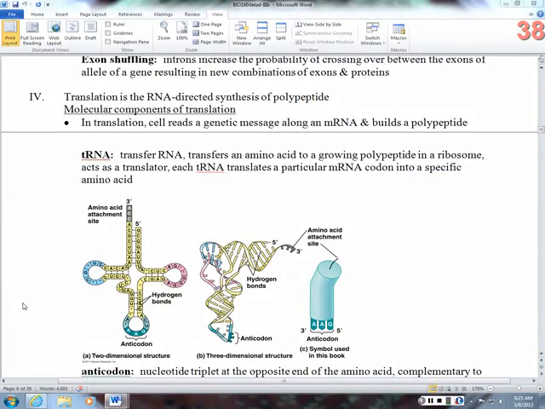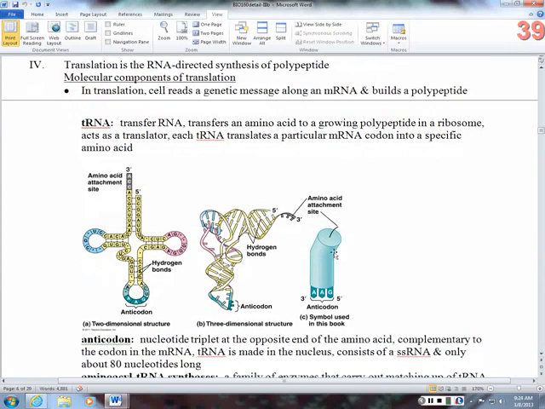So translation is considered the RNA-directed synthesis of the polypeptide. Some of the tools used in translation, one of them is the tRNA. tRNA stands for transfer RNA, and it's going to transfer the amino acid onto the growing polypeptide in the ribosome.